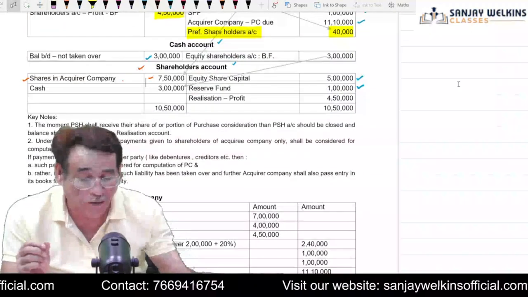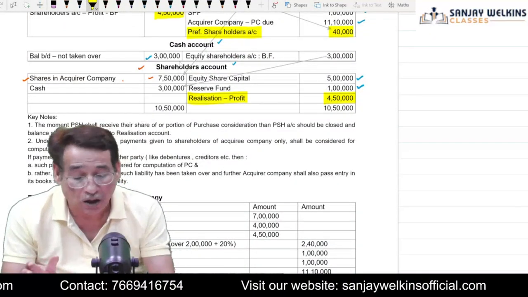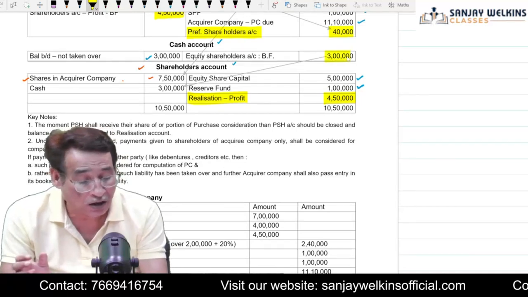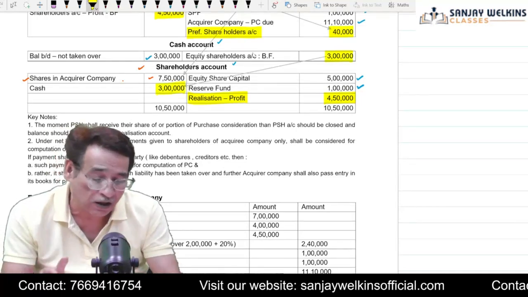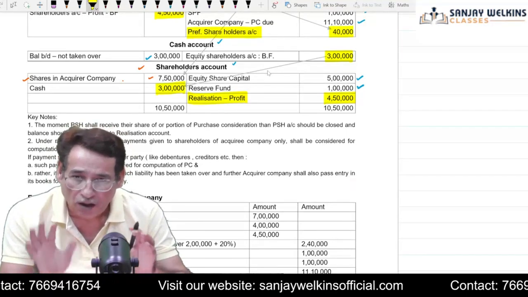Now this profit will be taken to the credit side of this account. So your shareholders account will get closed. Already in the cash account, there is a balance of 3 lakh. You will first of all write here, then you are going to close your shareholders account. It will get automatically closed. Is it clear to you?